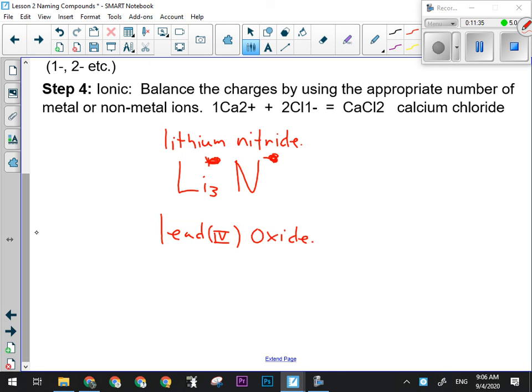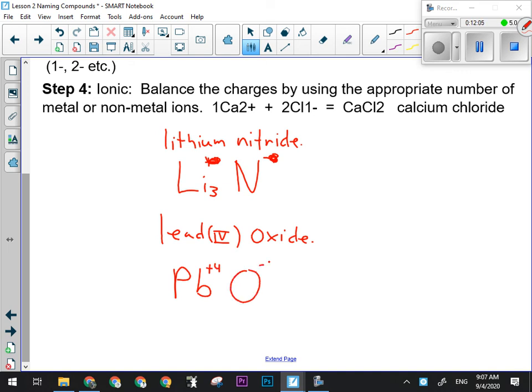Okay, what does the Roman numeral tell me about lead? Not that there's 4. That lead has a charge of +4. Okay, that's the big confusing thing that usually happens with this. People see that 4 and they go Pb4. No. Okay, it doesn't mean there's 4 leads. It means the leads have a charge of 4. Okay, so we're going to write Pb +4. All right, what's oxide's charge?